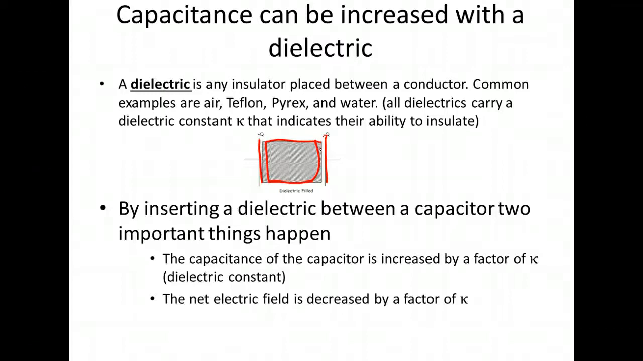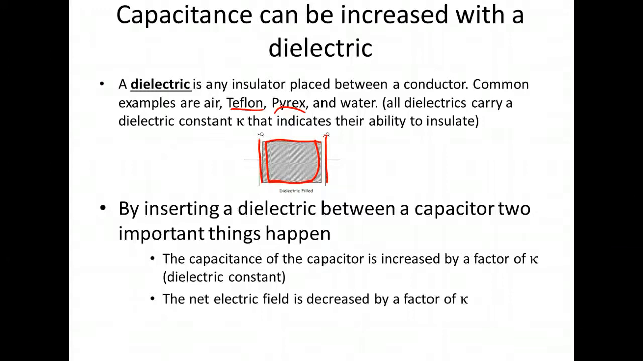The typical ones that we use are air. Yes, air is an insulator. Teflon and Pyrex are used a lot. And water. Water would be an example in your cells. If we're looking at the buildup of charge between a cell and a cell wall, there's water in between. That would count as the dielectric. That helps it build up a greater charge per area.